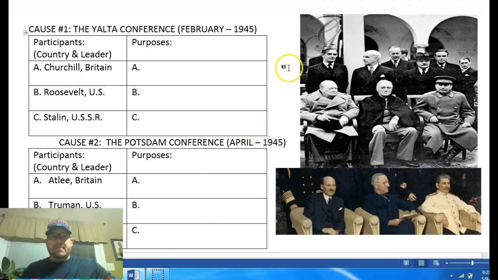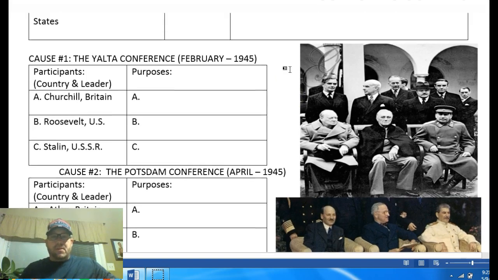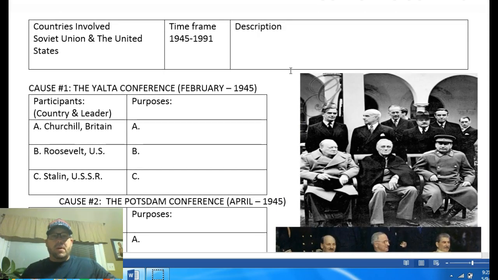Alright, well, need to talk about the Cold War, talk about the causes of the Cold War. As you can see right there, it's the Soviet Union versus the United States. Wearing this hat tonight in honor of it being about the Cold War. Anyway, 1945 to 1991 picks up right after World War II. We need to talk about some of the causes.